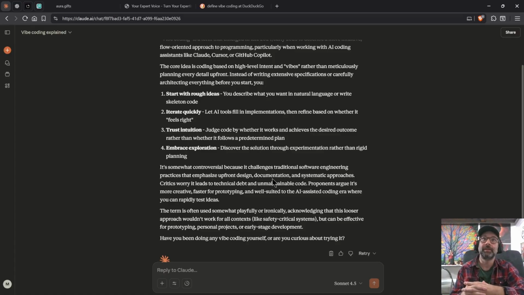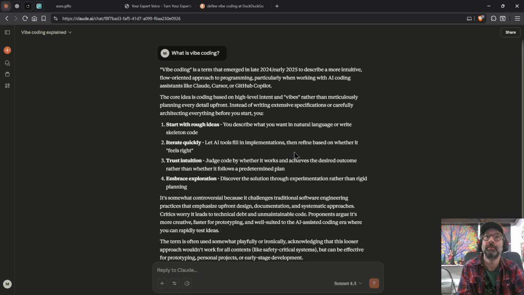The core idea is coding based on high-level intent and vibes rather than meticulous planning. Instead of writing extensive specifications or carefully architecting everything before you start, you start with rough ideas, iterate quickly, trust your intuition, and embrace exploration. And I would add to that that you also, as an added bonus, learn how to code at the basic level at first. The more you spend time with it, the more you expose yourself to it, the more you're going to pick up an aptitude after time. It's inevitable. So there's a pretty good definition of what vibe coding is.